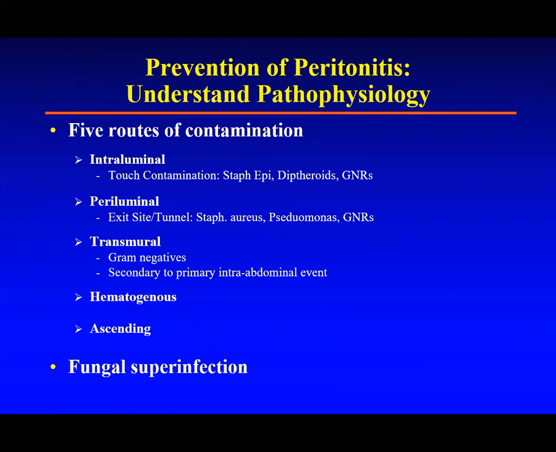Intraluminal, from touch contamination and an organism traversing the interior of the PD catheter. Periluminal, for example, an exit site infection, and then tracking alongside the catheter into the intraperitoneal space. Transmural infection across the bowel wall. Hematogenous spread from a source, frequently dental, with a little bit of a transient bacteremia, or ascending from elsewhere in the genitourinary tract. And we have to worry about fungal superinfection, as we shall discuss.